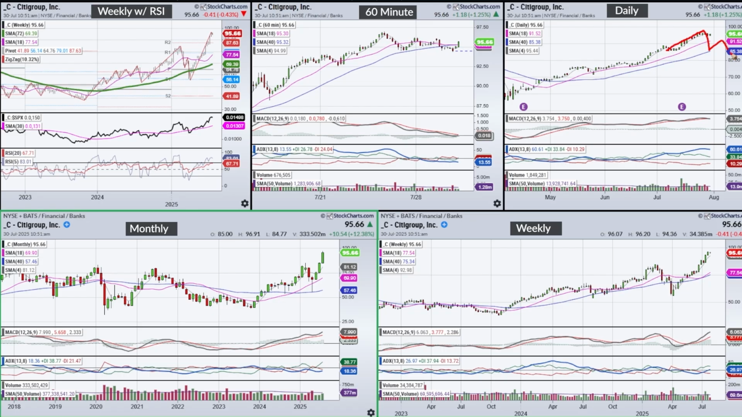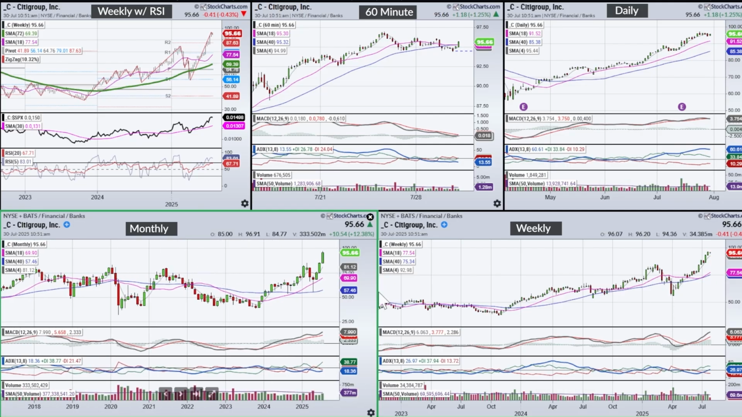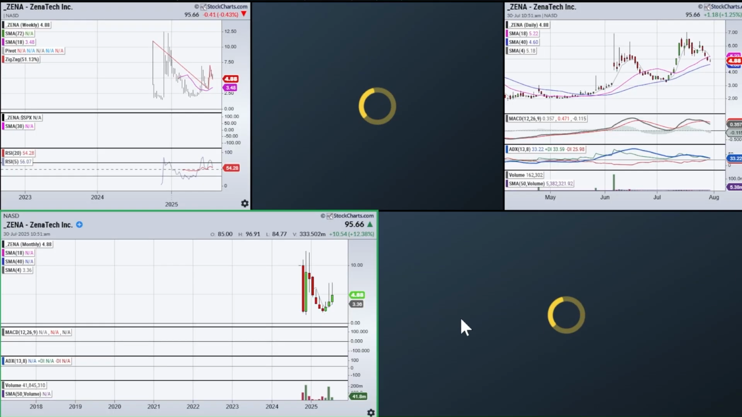We need this to come back and form some kind of an ABC, which will allow this to correct down closer to the 18-week. We want this to get closer to the 18-week and work off the overbought here, and then we can look at a reversal pattern on this time frame to get in on the weekly turn and this big base that's formed on the monthly chart.